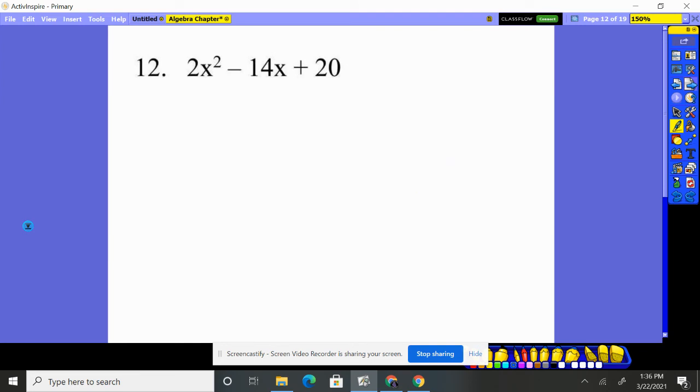All right, I see a number out in front of x squared. I'm going to factor them out. 2, 14, 20, they all have a 2 in them. So let's factor that out. 2 times 7 gives me the 14. 2 times 10 gives me the 20. So now we're just looking for, hey, what multiplied together gives us that 10 at the end? 1 times 10, 2 and 5.